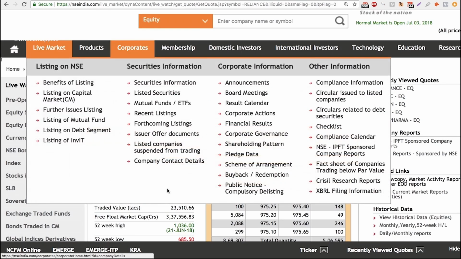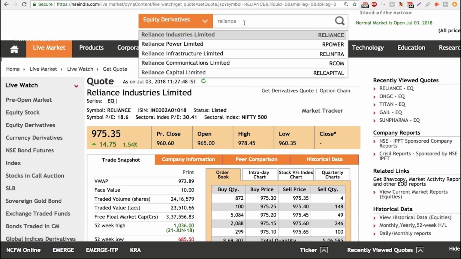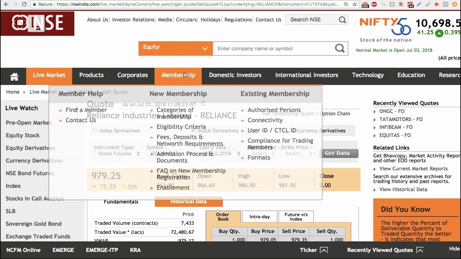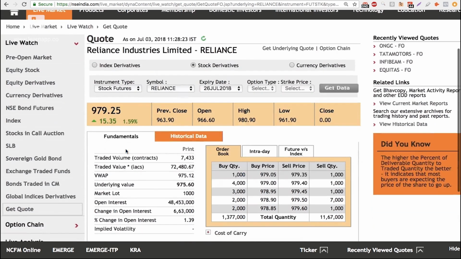Now the question is, if you are paying the entire amount in equity, it's called on the spot. That makes sense. But in what case do you not pay the full amount? Well, the answer is derivatives. So let me go here and change this to equity derivatives. I'll type Reliance now and you'll see that I'll get Reliance futures. Now this is also priced at 979.25, but can I buy one share of Reliance futures?